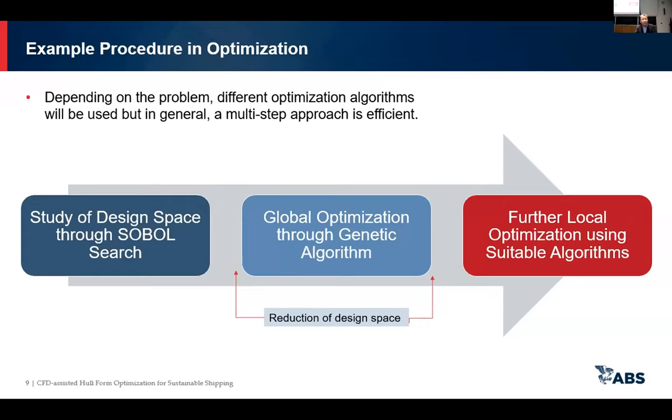And then we apply mathematical tools such as genetic algorithm to do the optimization. We call it global optimization. And once we reach an optimal value meeting all the constraints we use in the genetic algorithm, we do local optimizations using additional algorithms.